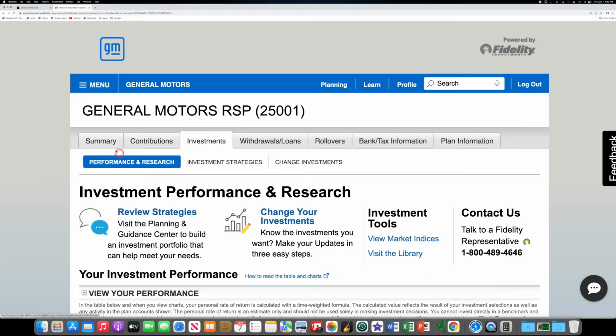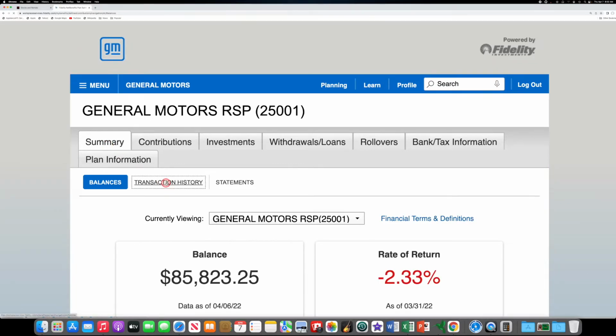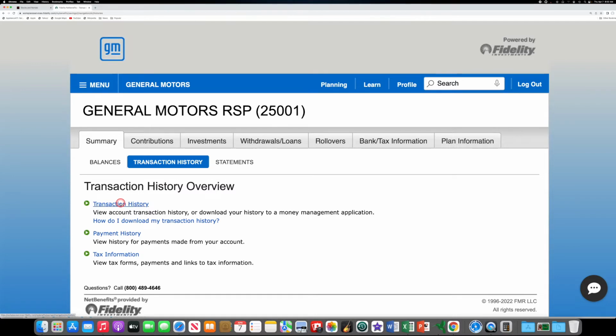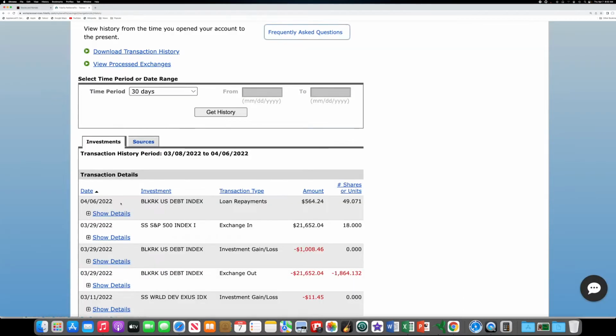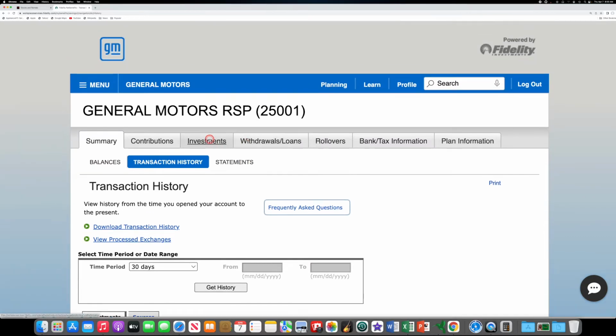Let me show you what I started with in that fund. So we go into summary, transaction history. One more time, transaction history. And right here on the 29th, I decided to take $21,652.04 out of the BlackRock US Debt Index and put it in the S&P 500 Index. You see, exchange out is red, it's negative. Exchange in is positive. Numbers match. So I went from here to here. Let's go back to the top. Investments.